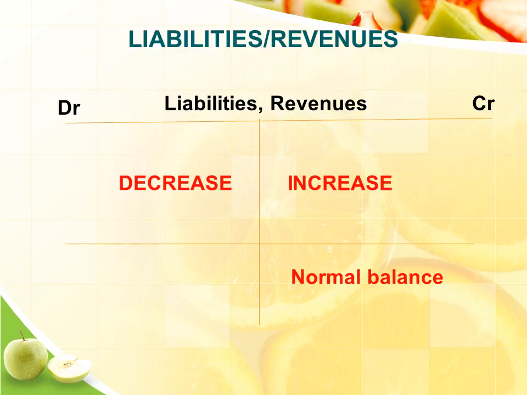This is the T-account of liabilities and revenues accounts. As you can see, liabilities and revenues accounts follow the same set of debit or credit rules. Normal balance, including beginning and ending balance, is shown on the credit side. When financial transactions make liabilities or revenues increase, the entry is credit. In contrast, when financial transactions make liabilities or revenues decrease, the entry is debit.